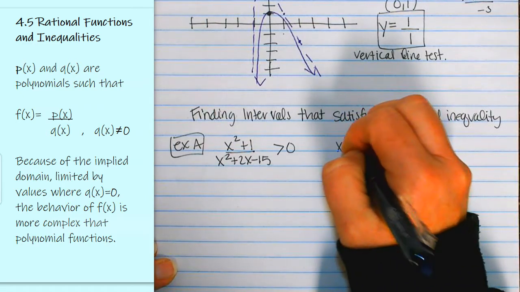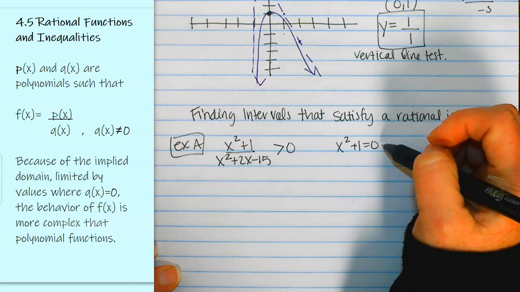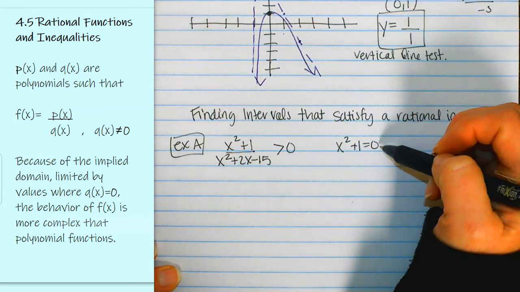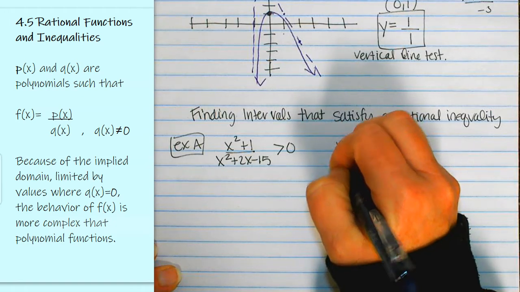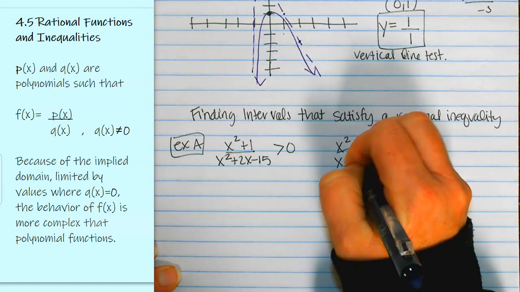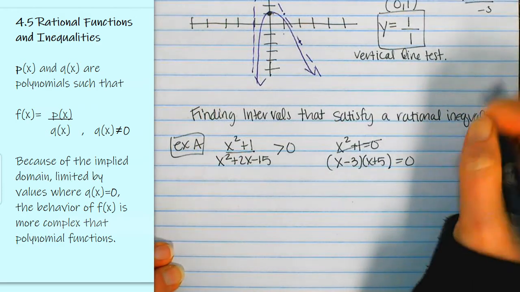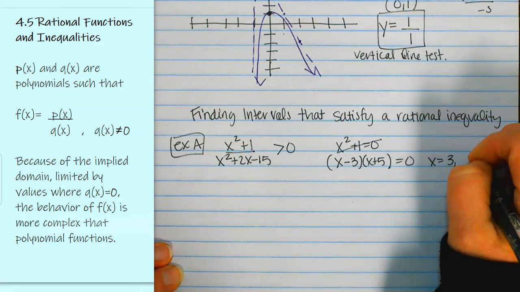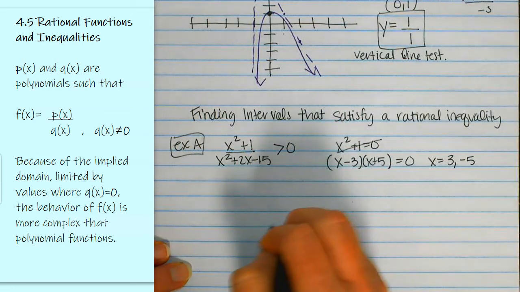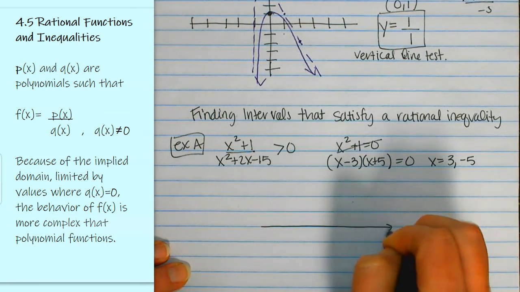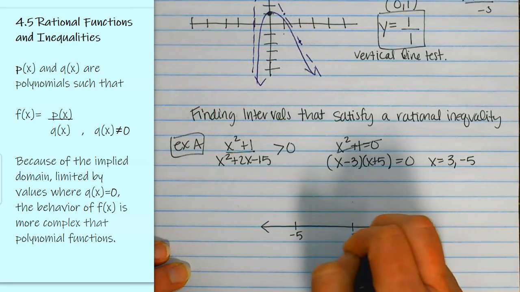So we're going to say x squared plus 1 equals 0 and try to find any for the top. This does not have any. A positive number plus a positive number cannot equal 0, so the numerator has no values. The bottom one, if we factor it into x minus 3 and x plus 5 and set it equal to 0, we get the values x equals positive 3 and negative 5. So let's put those on a number line, with negative 5 in the small part and 3 in the big part.